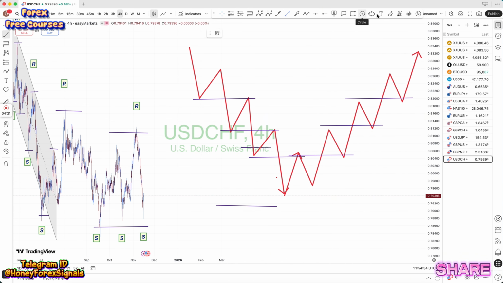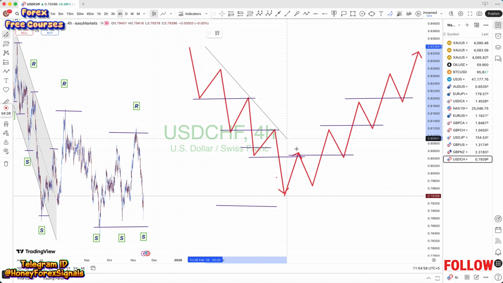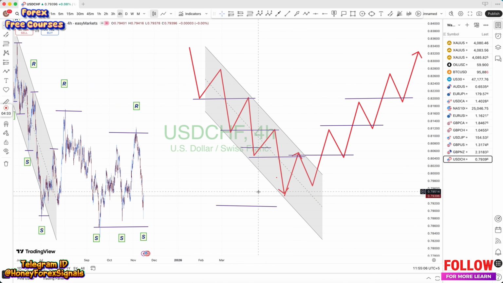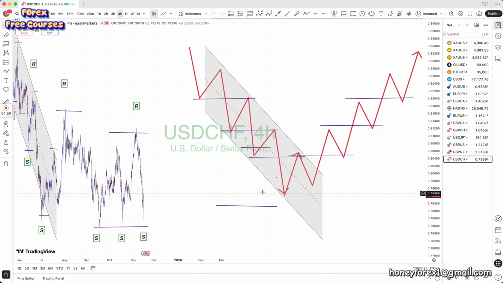And our trend line is this. See, the market has three types of situations. Market movement, three types.